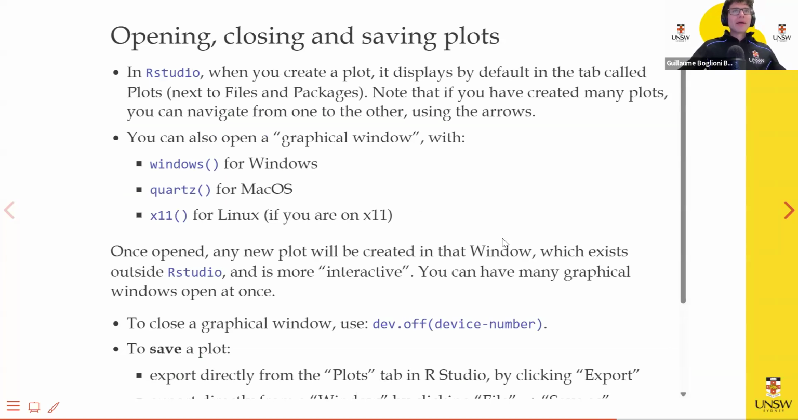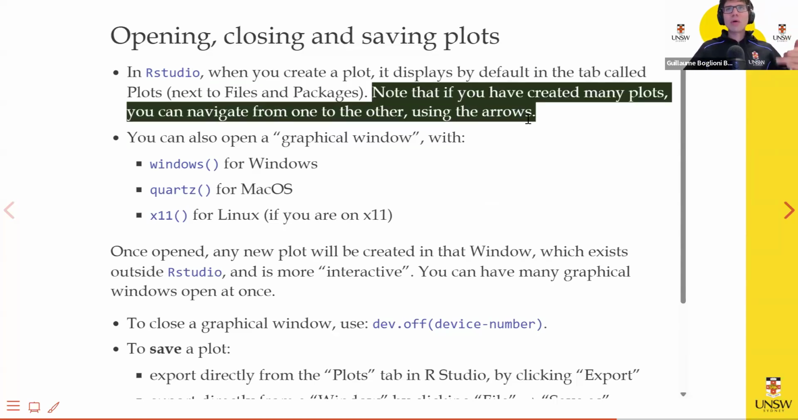Okay, different topic. Opening, closing, and saving plots. So in RStudio, when you create a plot, it displays by default in the tab called plots, next to files and packages, I can show you right now. And there's just a note here that if you've created many plots, you can navigate from one to the other using the arrows. So let's illustrate that, of course, in RStudio.